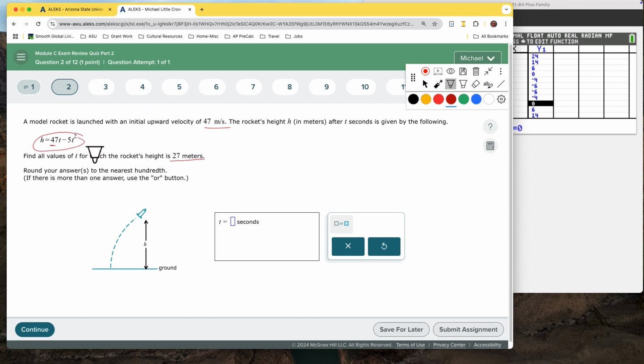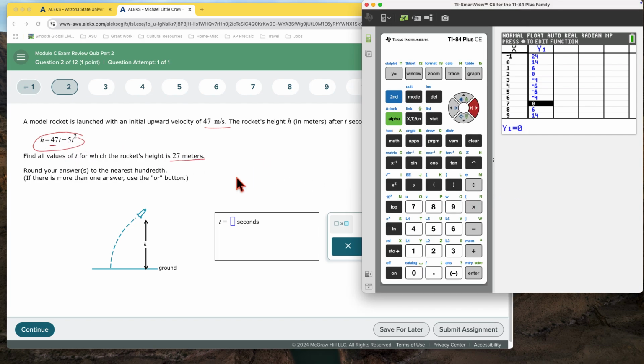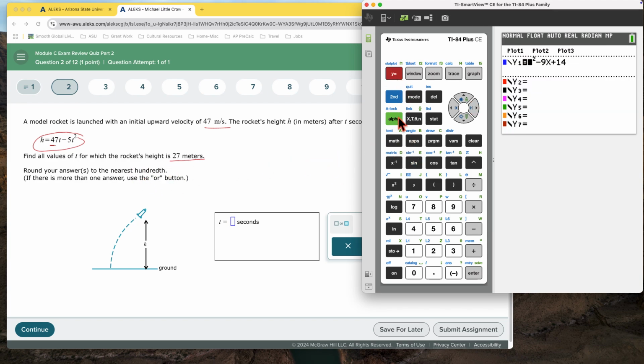So we could do this in two different ways. You could plug in 27 and then solve it for t. We could do that. You can also graph this, do it as a graphical look. Let's go ahead and take a look at the graphical approach, and then that way we will also take a look at the analytical approach, solving the equation by hand as it is.